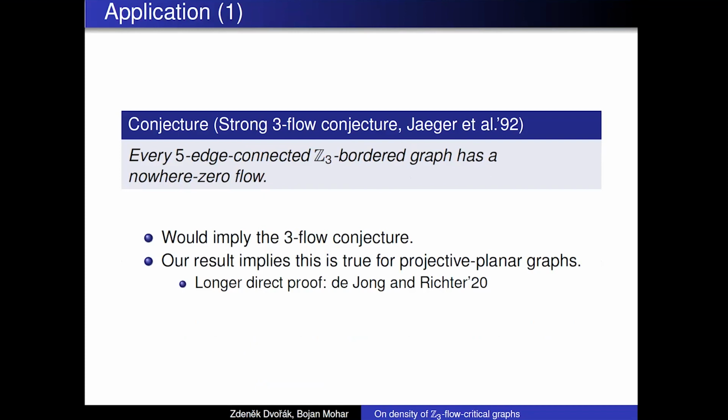So this result of ours has some applications, but mostly in reproving things that were already known but had more complicated proofs. For example, there is this strong variation of the three-flow conjecture that says that every 5-edge connected graph with Z3 boundary has a nowhere zero flow. This is obviously still open. And it was proved a couple of years ago by De Jong and Richter to hold for projective planar graphs, using a fairly long, complicated proof.